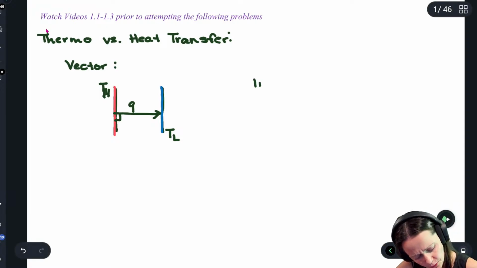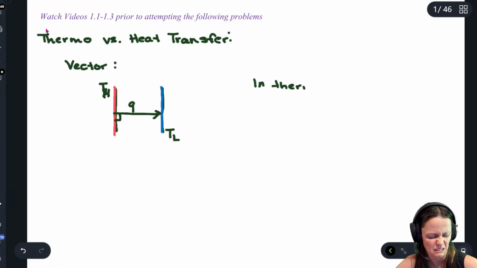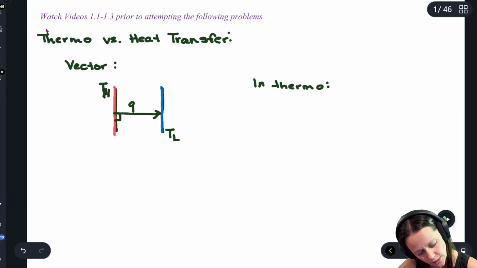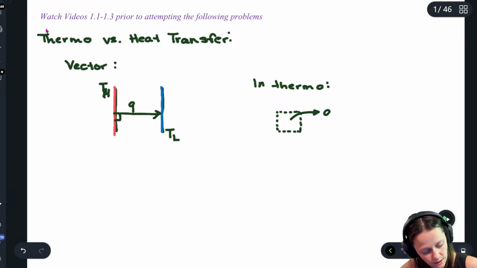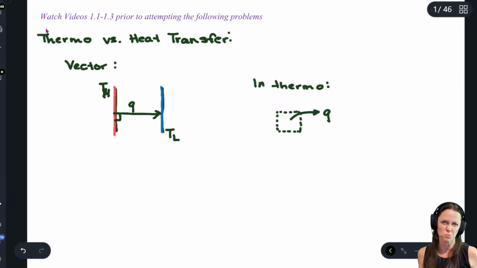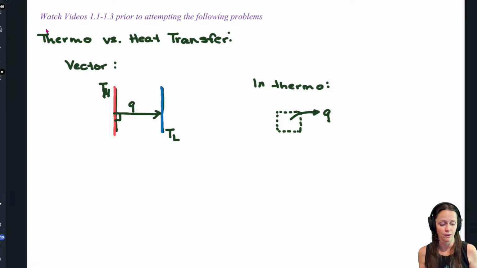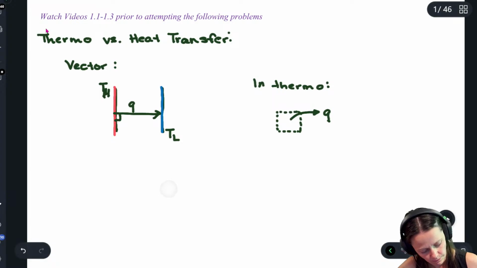In thermo, we didn't really care. I mean, we sort of talked about direction, but you might say, okay, here's my system, and I've got heat leaving the system, and I just really care about whether it's going into or out of the system, but not really a direction like in the X direction or the Y direction.